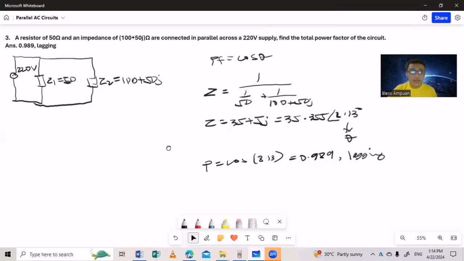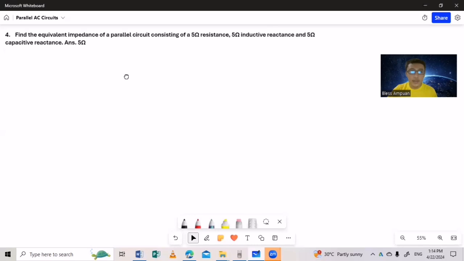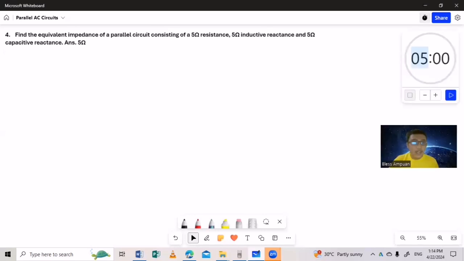Now, for our example number 4, I want you to solve it in your respective houses. Right now, I will give you what is asked in the problem: find the equivalent impedance of a parallel circuit consisting of a 5 ohm resistance, 5 inductive reactance, and 5 capacitive reactance. I will give you 30 seconds.